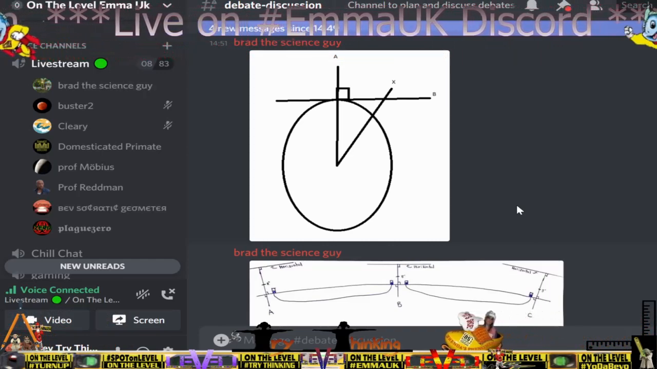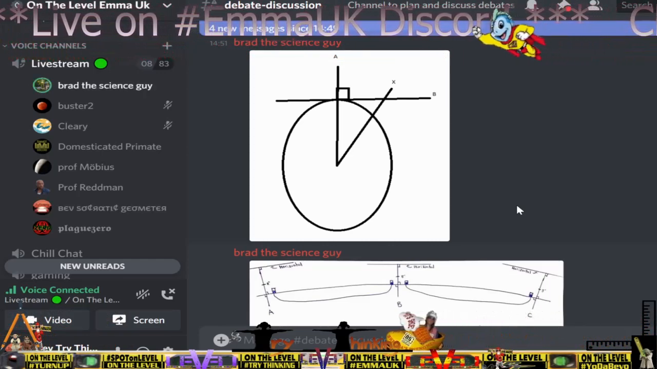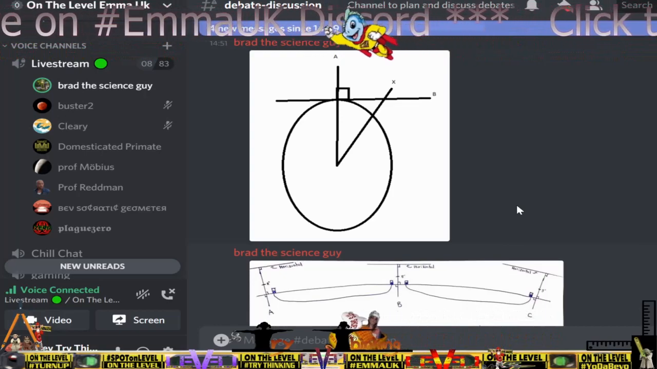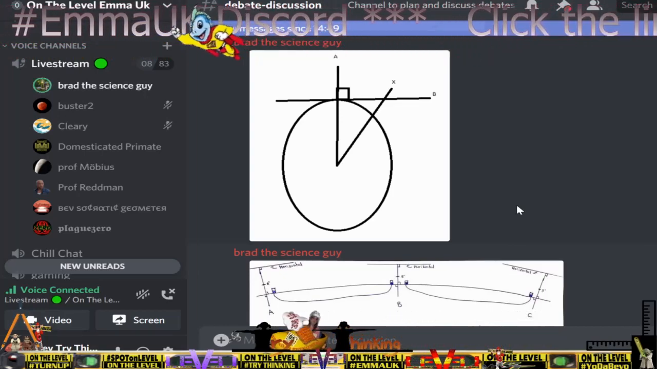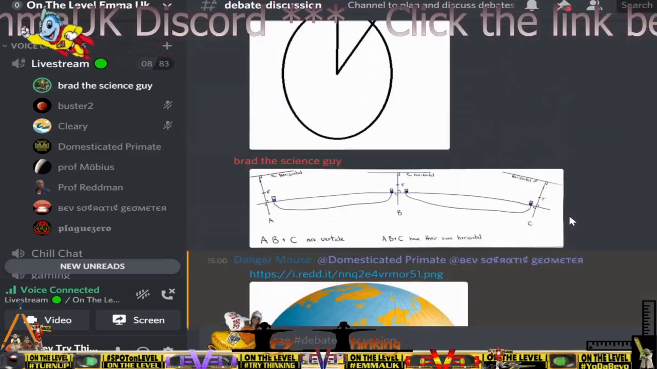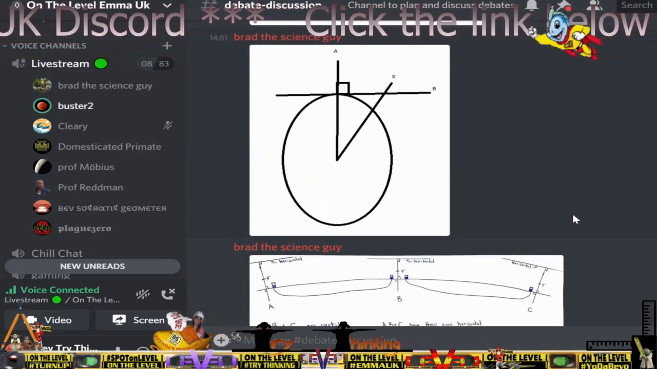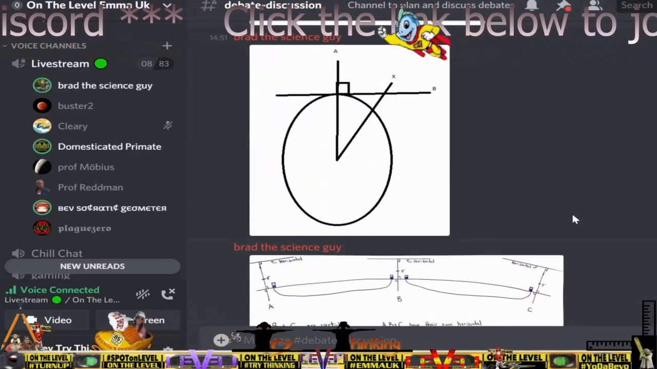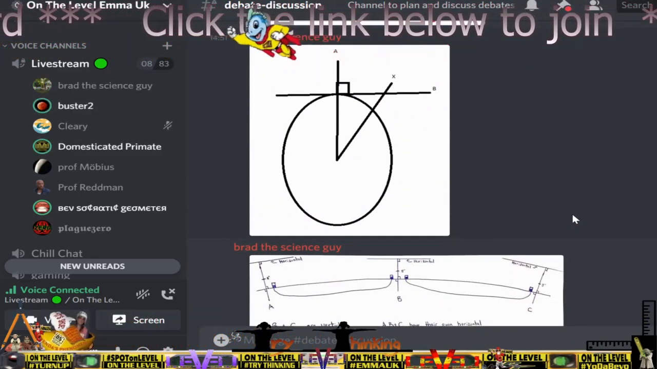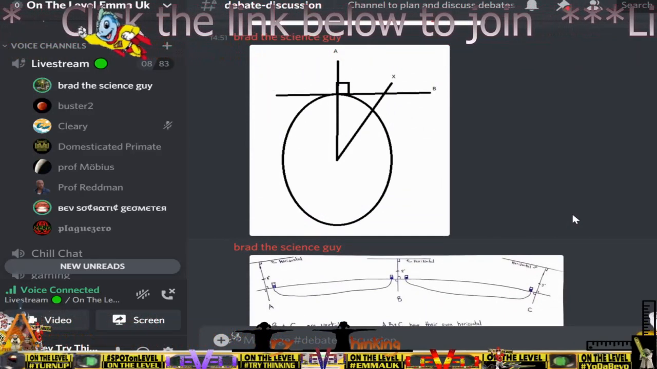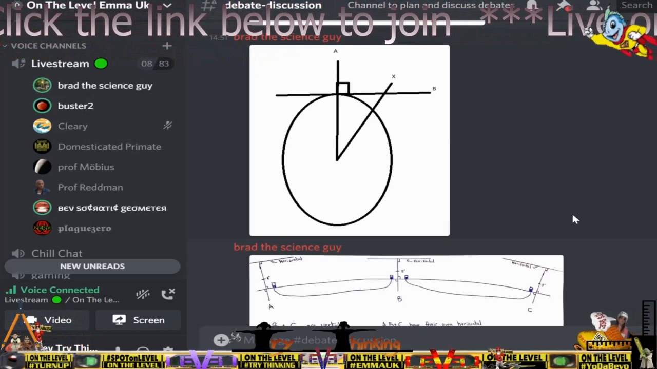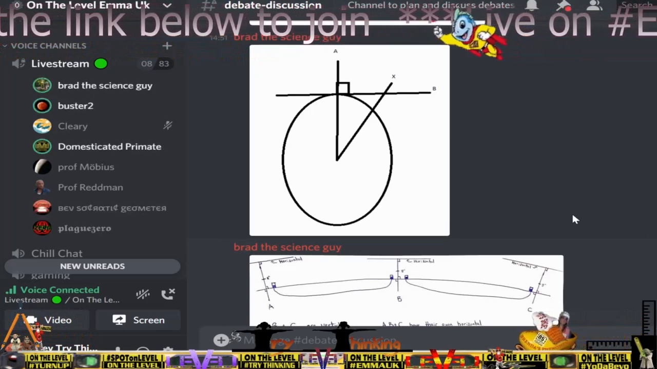I have a question. In debate discussion, my last picture I put up there. Where am I wrong? What do I have wrong? Two different geometries. You've got a right angle to a curved surface. Yeah, that can happen. No, it can't. Right. It happens everywhere.